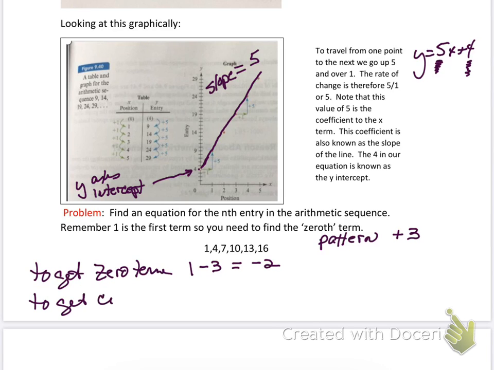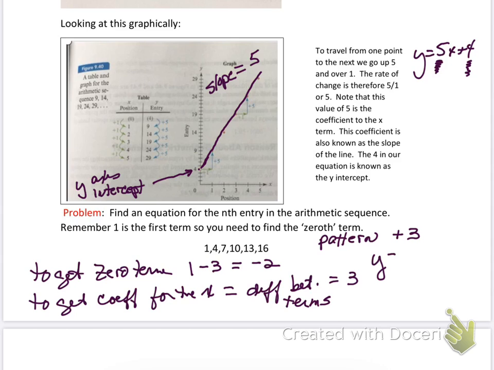To get the coefficient for the x, that's going to equal the difference between terms. So that is going to equal 3. Okay, so our equation is going to be y equals the 0 term plus 3 times x. And that's what you should be getting. If you need to go back and go over that again, feel free, but that's the pattern that we're going for.